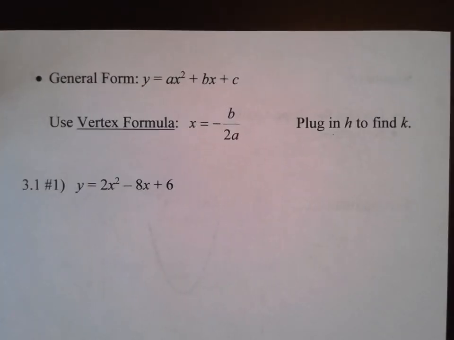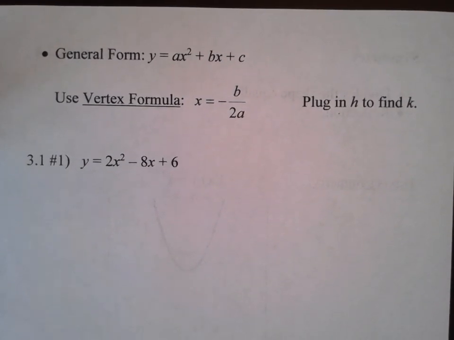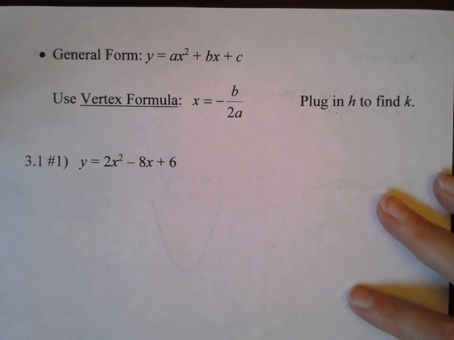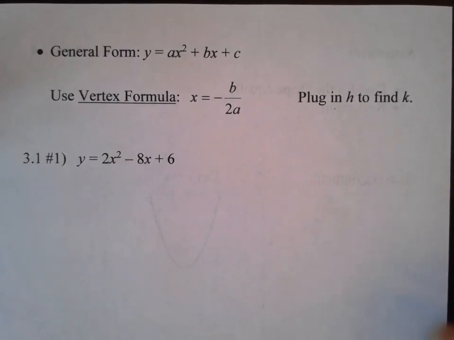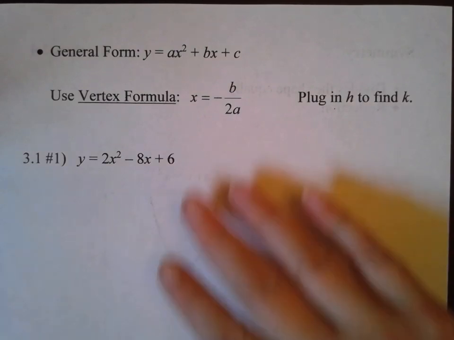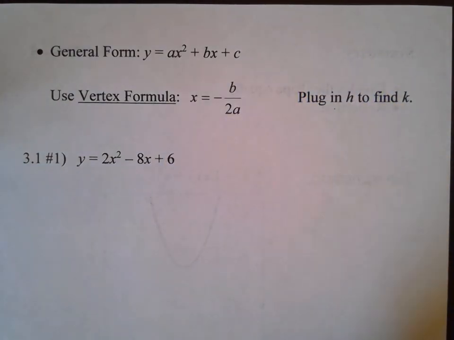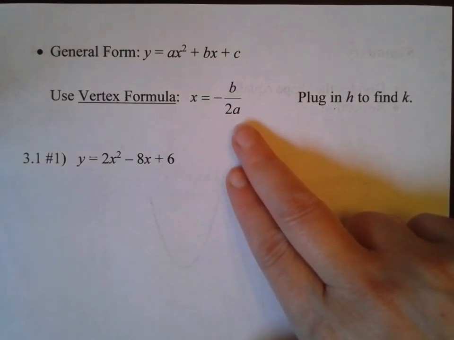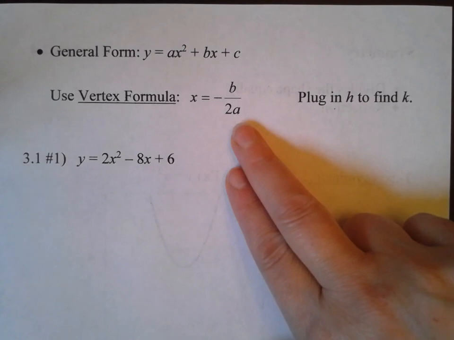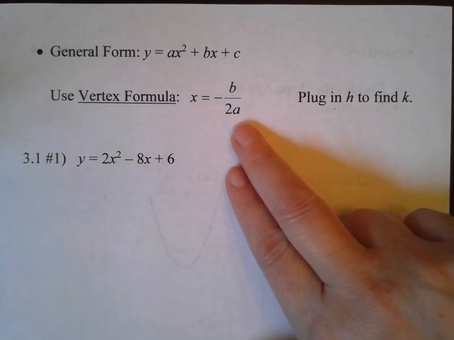Okay, what about finding the vertex when we have an equation that's in general form? When it's in general form, we don't have the nice h and k to work with, okay? Somebody, and you can see the derivation of this in the book, took this function written in a general form and factored it with the variables and rewrote it in that vertex form. And what it turned out to be, the h turns out to be minus b over 2a. Okay, so we're going to use this.